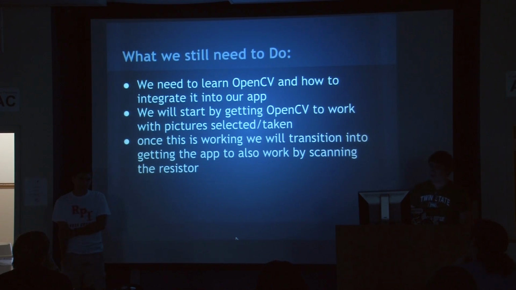OpenCV, it's an imaging library that's supposed to make it a lot easier to detect shapes and colors and whatnot, so we figured we'd use that for our app to get a quick way to read the resistor. It was suggested to us a few meetings ago by Barat and Santosh.